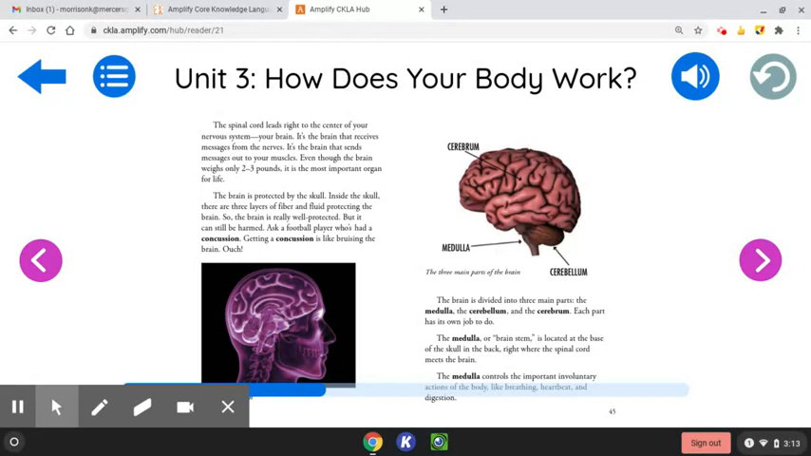Even though the brain weighs only 2 to 3 pounds, it is the most important organ for life. The brain is protected by the skull. Inside the skull, there are 3 layers of fiber and fluid protecting the brain. So the brain is really well protected, but it can still be harmed. Ask a football player who's had a concussion. Getting a concussion is like bruising the brain.